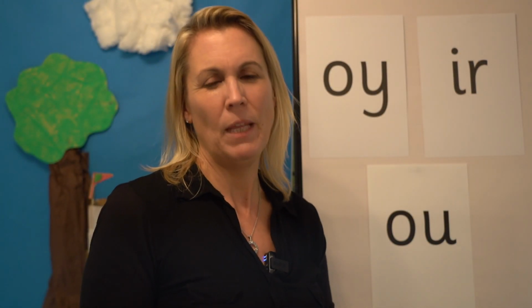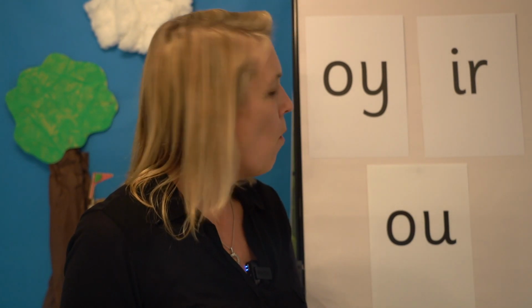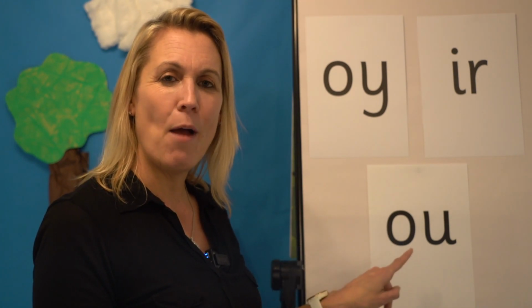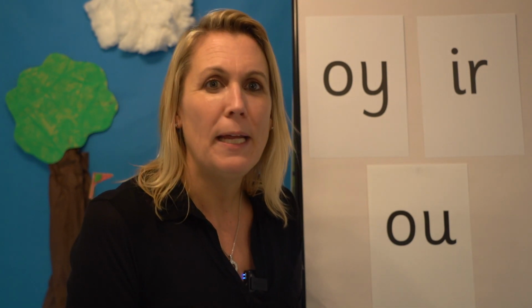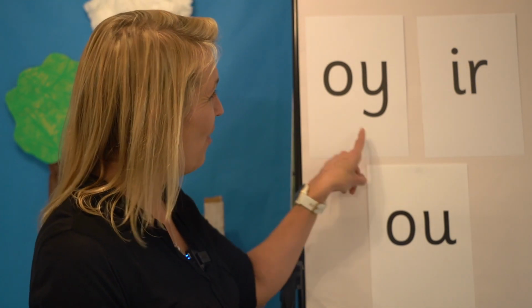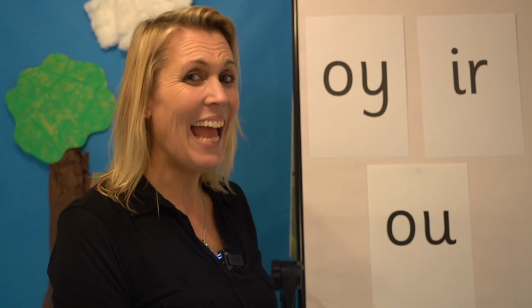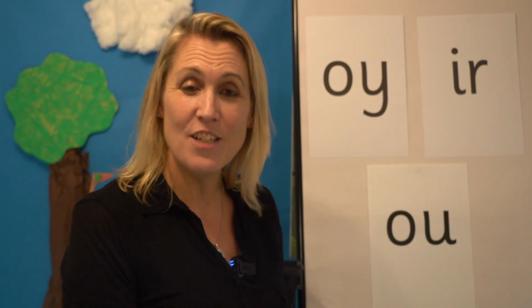Now have a look here. Can you spot the grapheme that says ow? Have you got it? That's right. This grapheme makes the sound ow. Can you point to the grapheme that says oi? Have you got it? Yes, this says oi. How about the grapheme that says this? Excellent, yes, this says it. Well done, children.